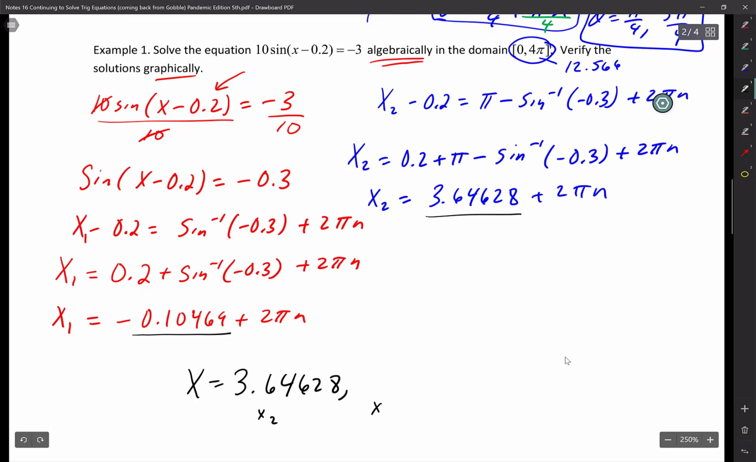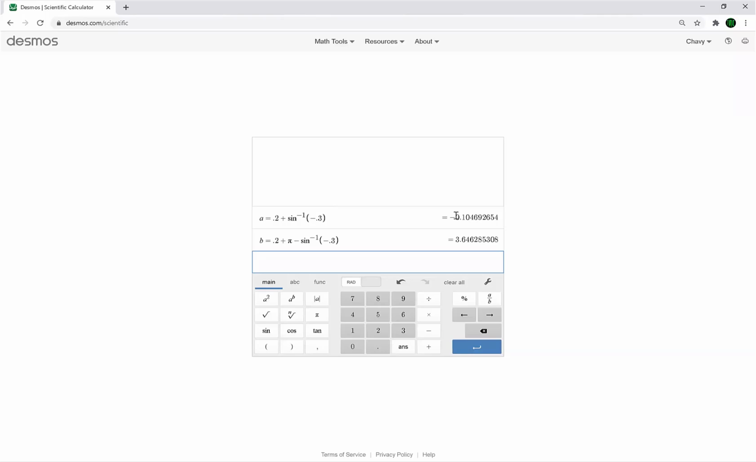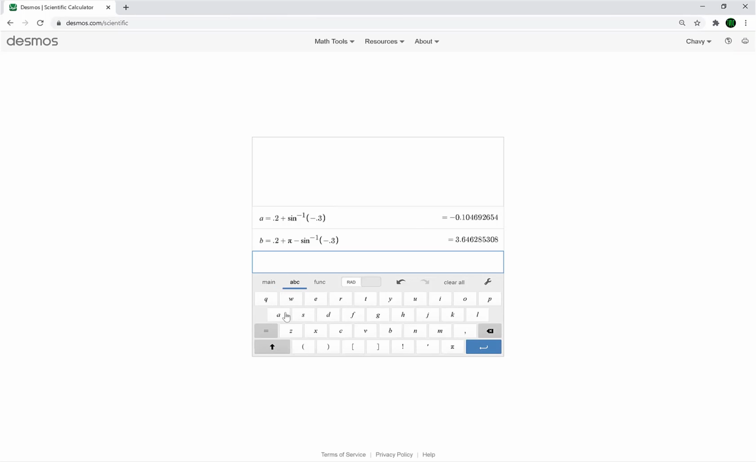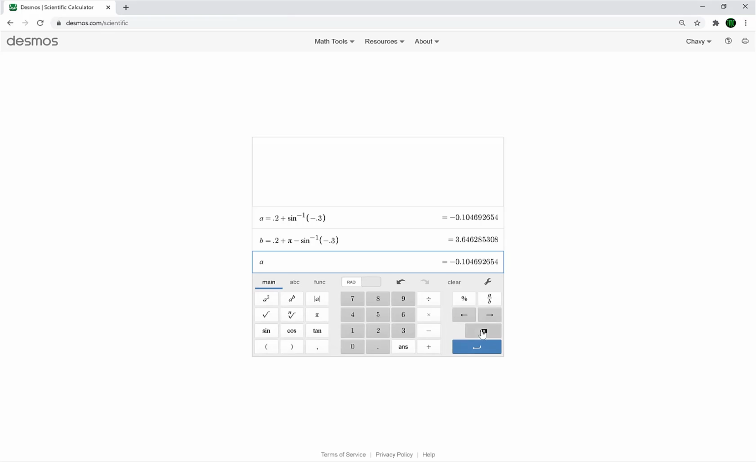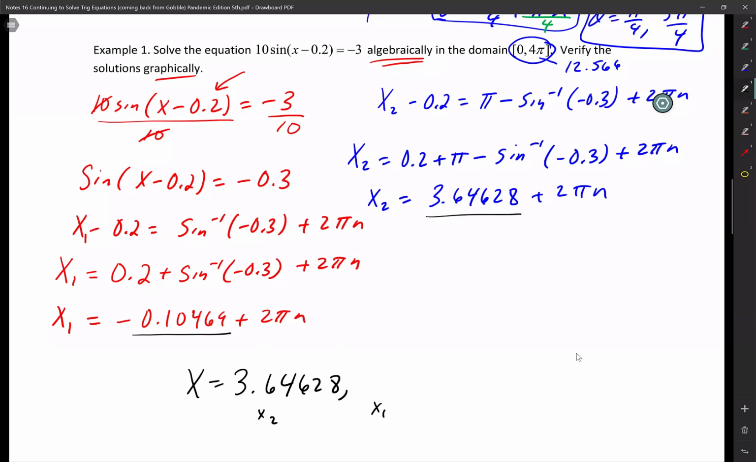The next one's going to come from x1. So you take the negative 0.10469 and add 2 pi. So let me go to my Desmos again. And I'm going to just do just that. Now look, remember, I have it saved as A. So I can just type in A, and look, there it is. And then I'm just going to put plus 2 pi. So there's another answer, 6.17849. Did I get them right?